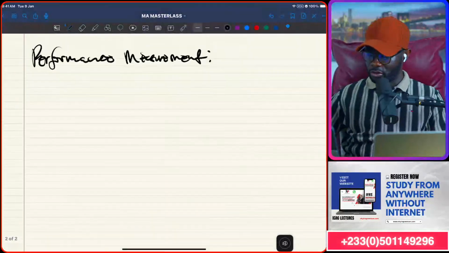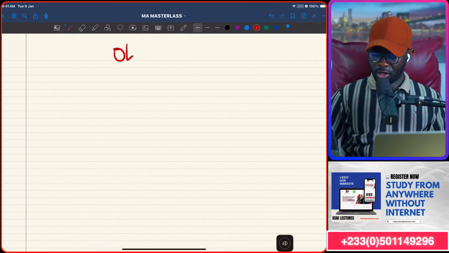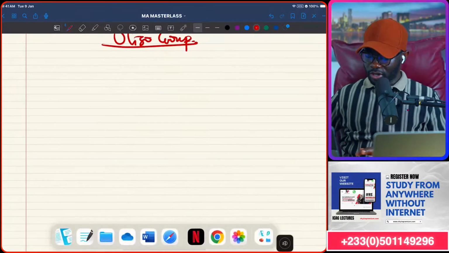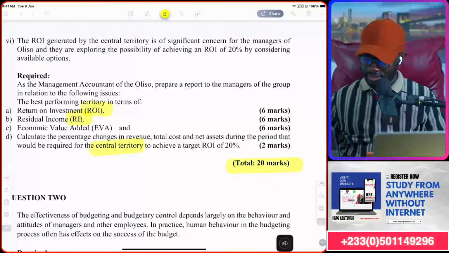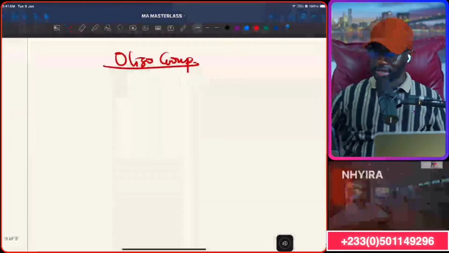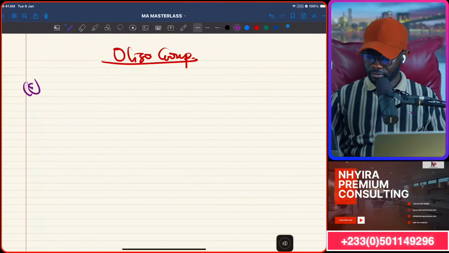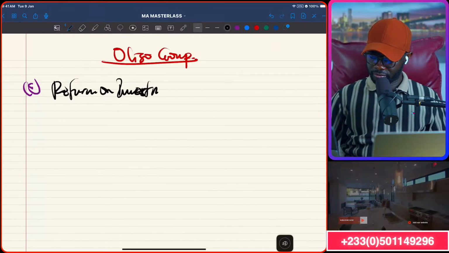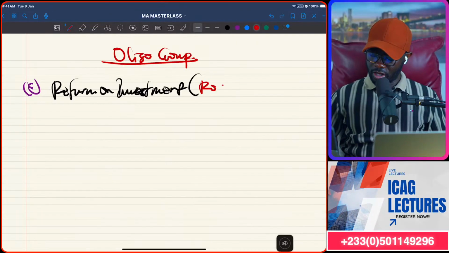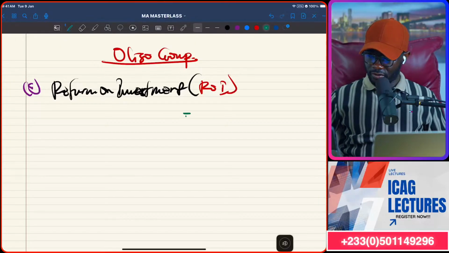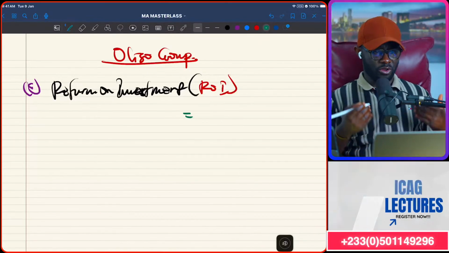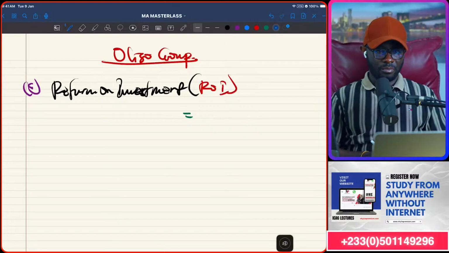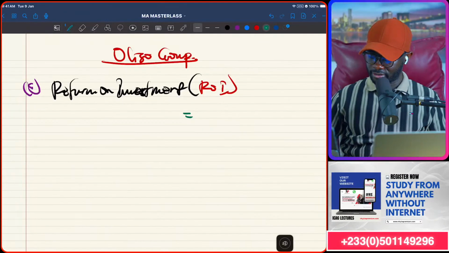So let's get goosebumps and begin the discussion. Oliso Group. So the A part of the question said return on investment, ROI. Now, if you remember, the formula for return on investment is going to be the operating profit, or if you want, controllable profit for that division, divided by the capital employed, and in some cases, total assets.